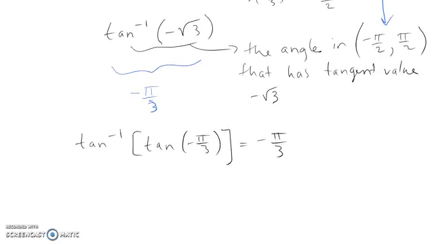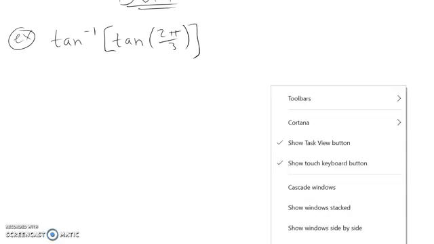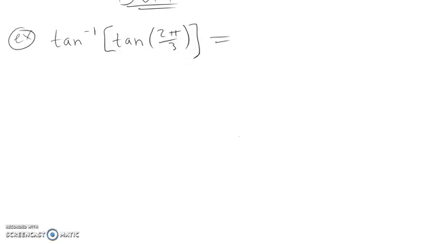But, and this is a big but, let's look at another example. If I want to find tangent inverse, again, similar to what we did before, of tangent of 2 pi over 3, right? Turns out that this is not equal to 2 pi over 3.